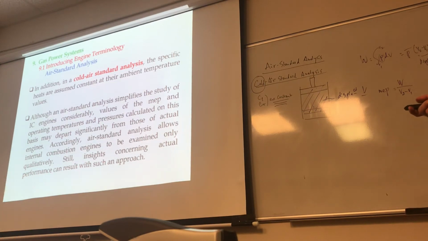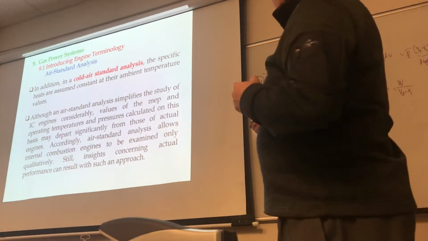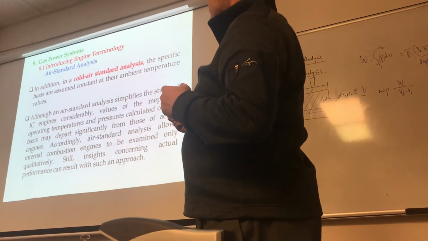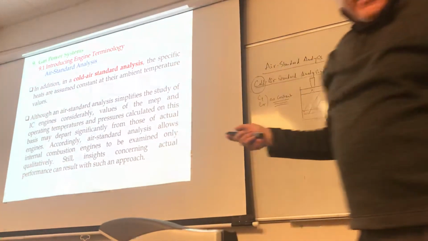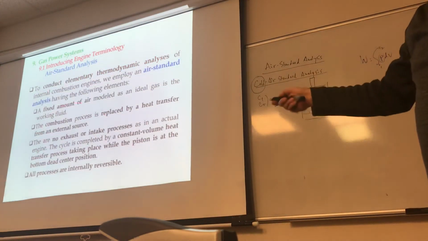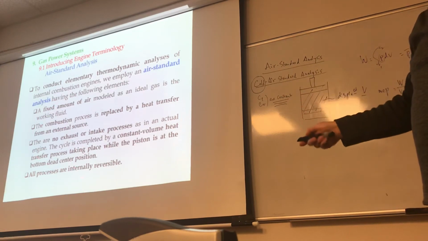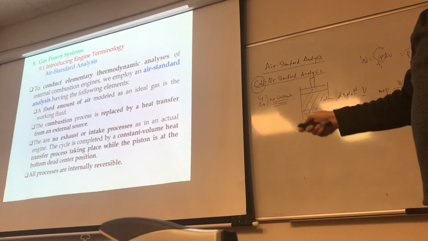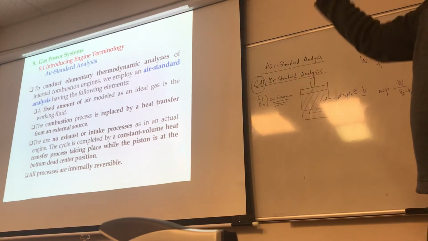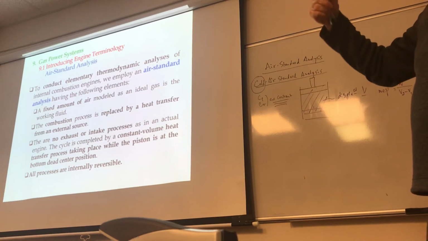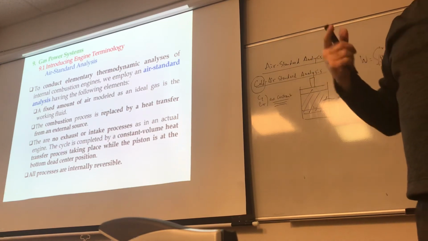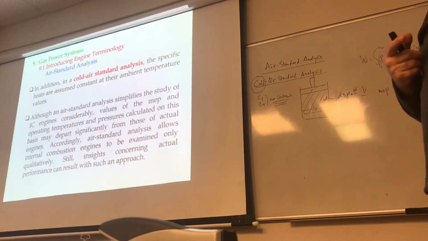So is that first statement saying it's all of the qualities of the cold air standard plus the constant ambient temperature? No. Okay, so it's only just the one? Yeah. So, in other words, when it says in addition in a cold air standard analysis, that means in addition to all these things in the previous, because this is what the air standard analysis is. These are the approximations, and then when you add the fact that the CPs and CVs are constant, we call that cold air standard analysis. So it's just one more.